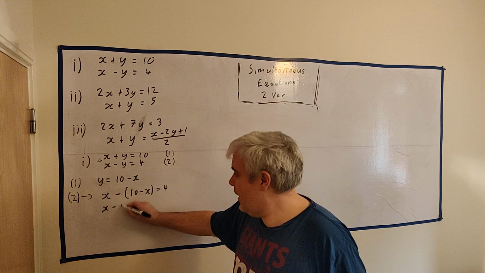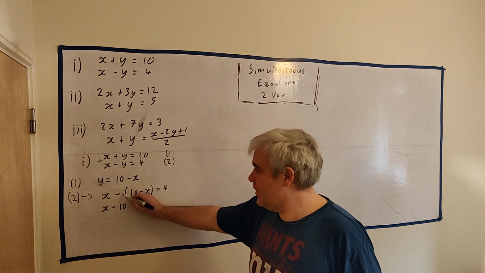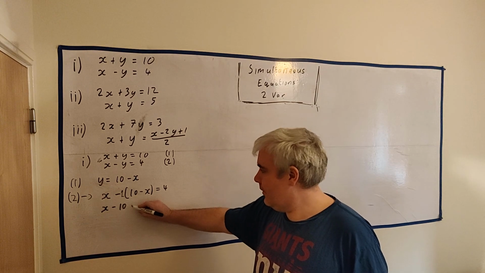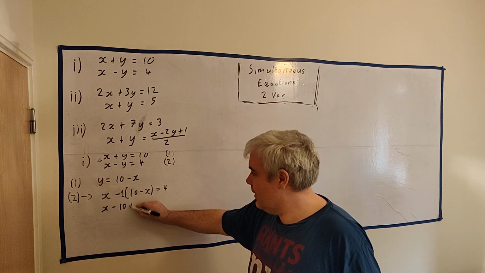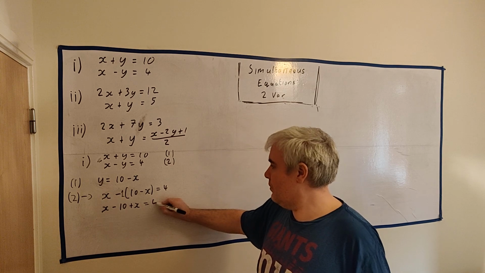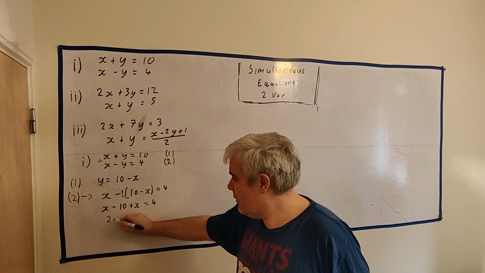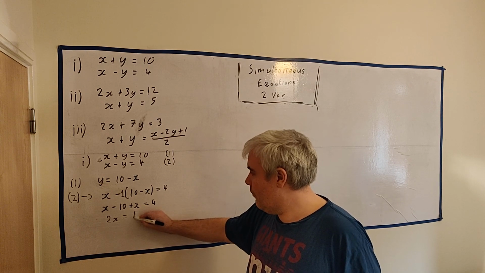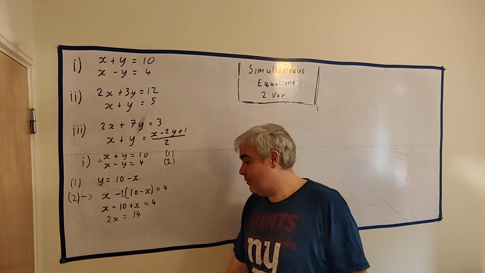So x minus 10 minus this, remember this is a little minus 1. Minus multiplied by 10 is minus 10. Minus multiplied by minus x is plus x, equals 4. Add the x's together: 2x is equal to 14. Add 10 to both sides.